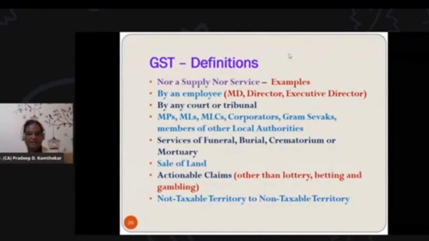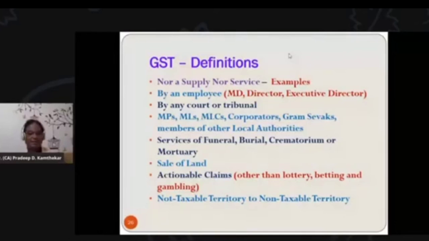Actionable claims other than lottery, betting, and gambling. Lottery, betting, and gambling are actually a part of supply of goods and services, so GST is applicable. But other than that, actionable claims are out of the definition of supply of goods and services.